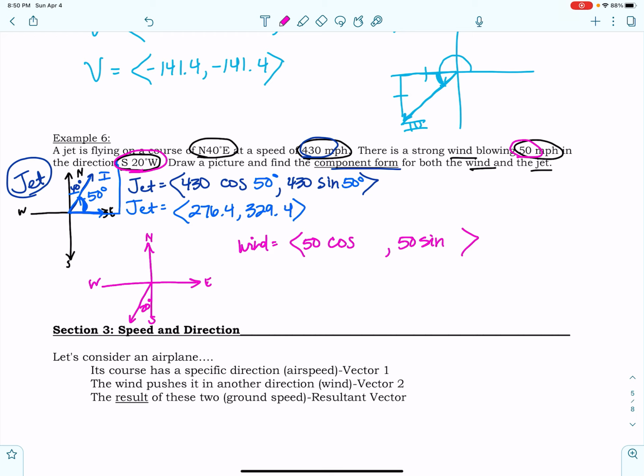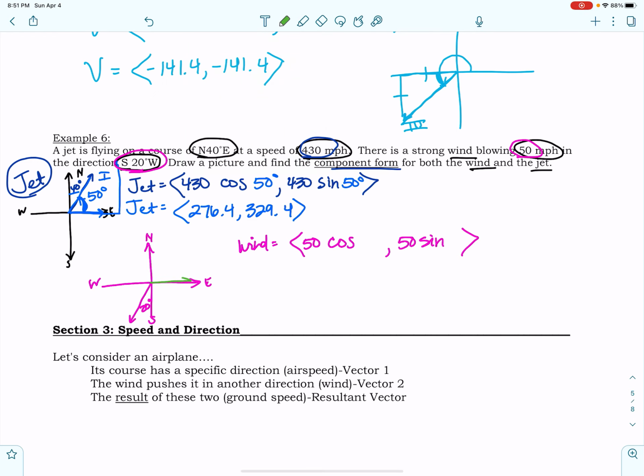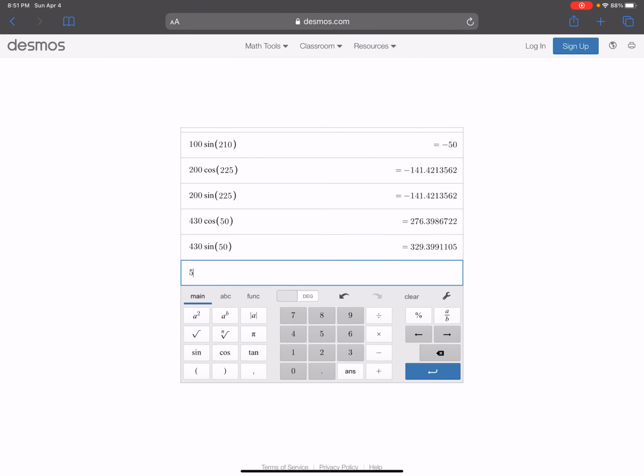Finding the direction angle for this one is going to be a little trickier because it's not in quadrant 1. So remember, for direction angle, I start at positive x, I go to the vector and stop. So it's 180 degrees plus this angle. Well, if this is 20, and I know there's 90 degrees in my quadrant, then this is 70 degrees. So 180 plus 70 gives me 250 degrees. I'm going to calculate this in Desmos: 50 times the cosine of 250, 50 times the sine of 250.